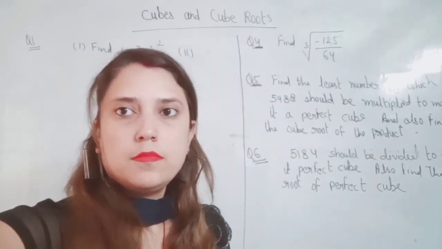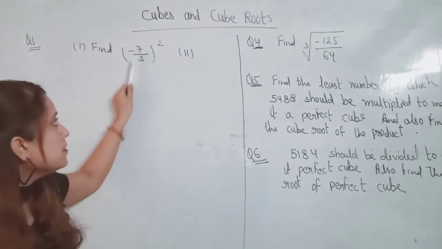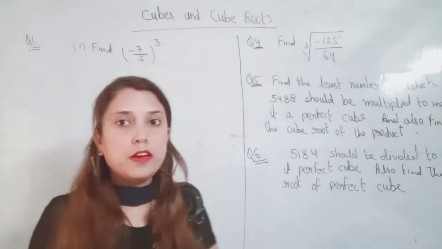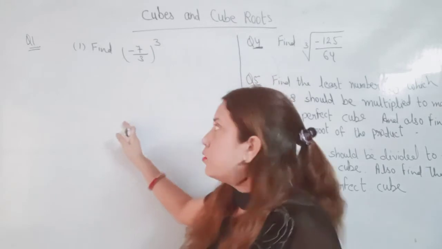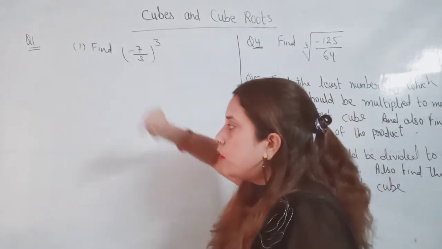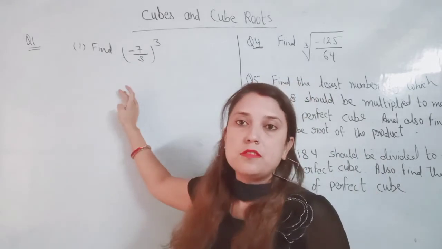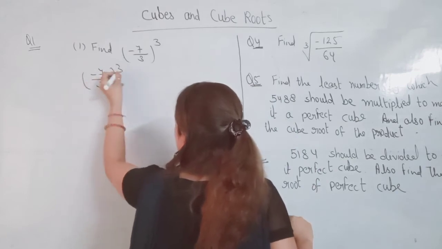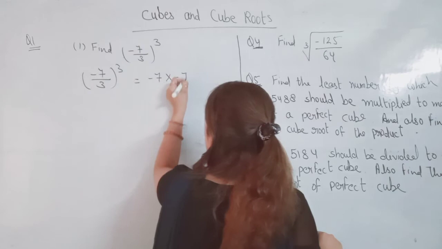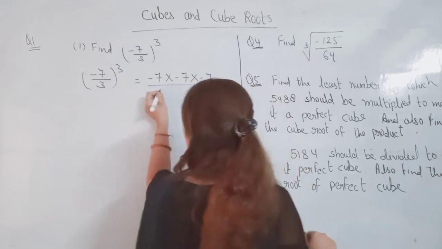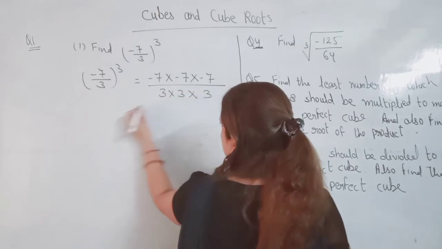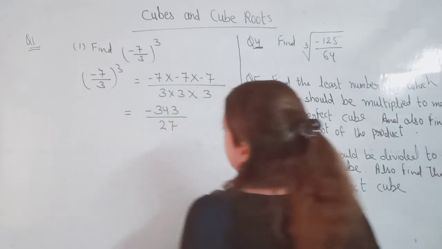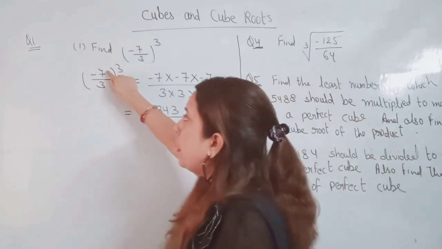Question number 1: find the cube of minus 7 by 3. We know that to find the cube, we multiply the number 3 times. But here there is also a minus sign. The cube of a negative number always comes out negative. So minus 7 into minus 7 into minus 7 upon 3 into 3 into 3 is minus 343 upon 27. This is the cube of minus 7 by 3.